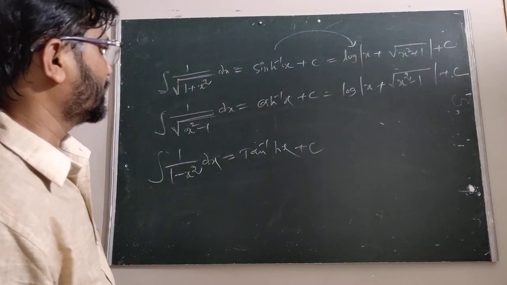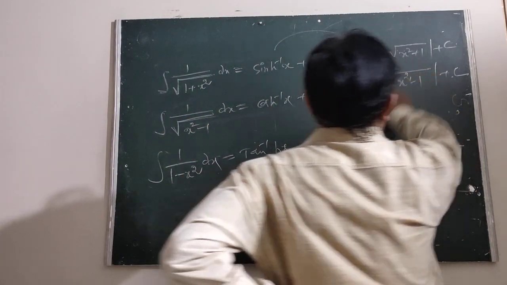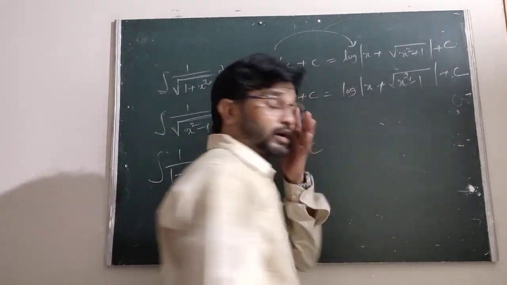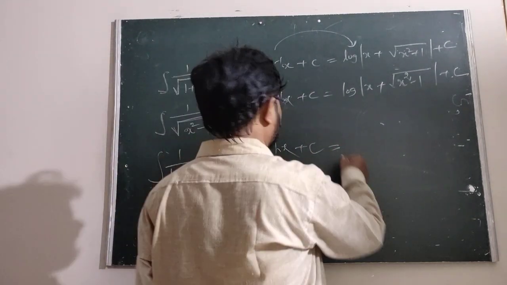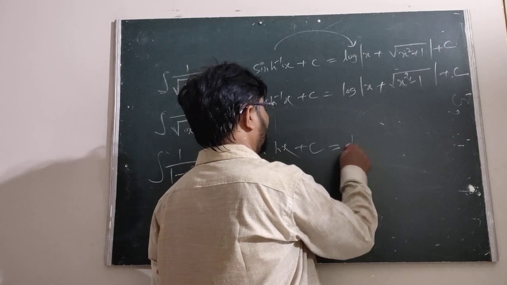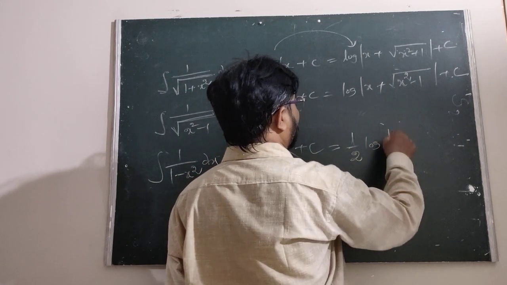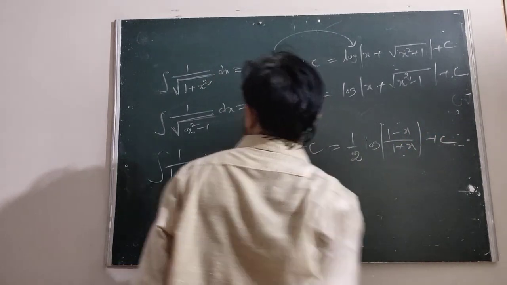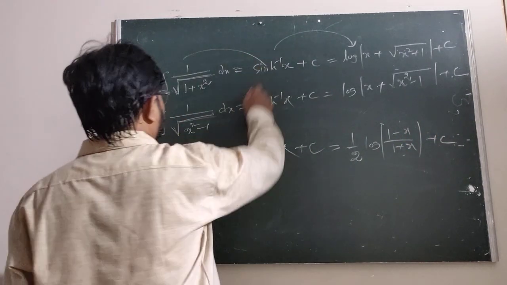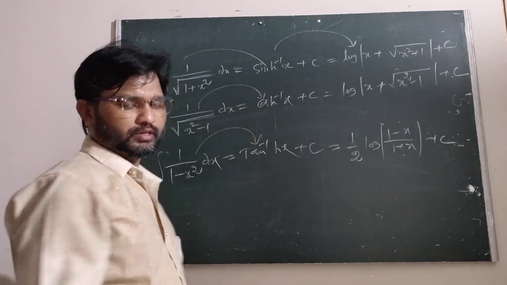These are the formulas. Sinh inverse x is the log mod of x plus root of x square plus 1. Cosh inverse x is the log mod of x plus root of x square minus 1. But the tanh inverse of x is 1 by 2 log mod of 1 plus x by 1 minus x, plus c, as we know from first year. This is the sinh inverse x, this is the cosh inverse x, and this is the tanh inverse of x.